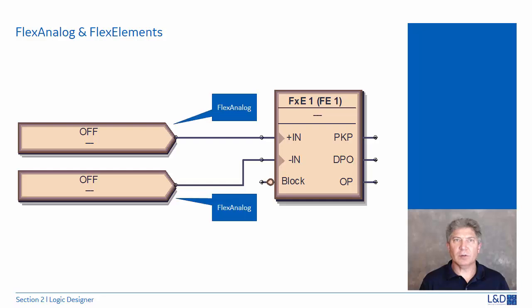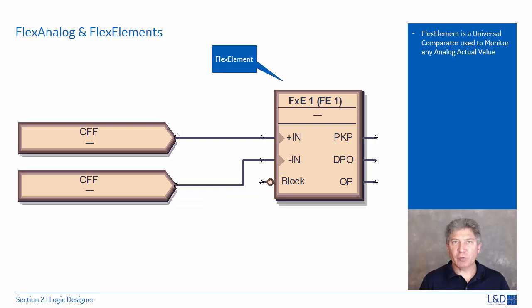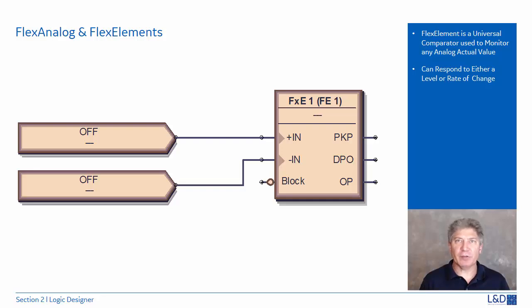The FlexAnalog symbol can be used to monitor an actual value from the universal relay. The FlexElement symbol is a universal comparator used to monitor any analog actual value. With these two symbols, you have the ability to compare a single analog value against a threshold or compare the net difference between two analog values.